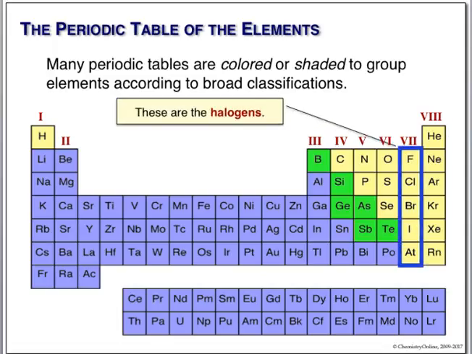Over here in group 7, we have the halogens. Make sure you know what all, at least the top 4 halogens are. Fluorine, chlorine, bromine, iodine. Those are the common ones. They're very reactive. We will use these a lot throughout the semester.